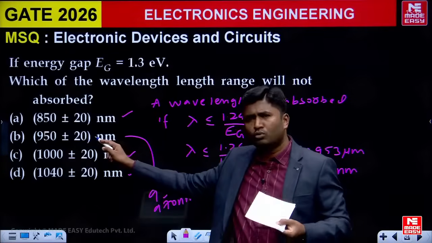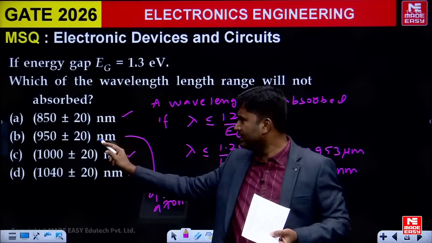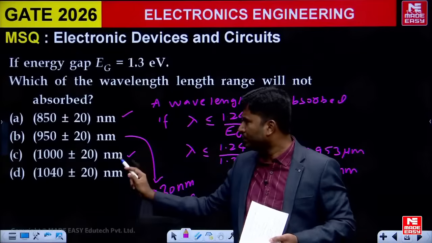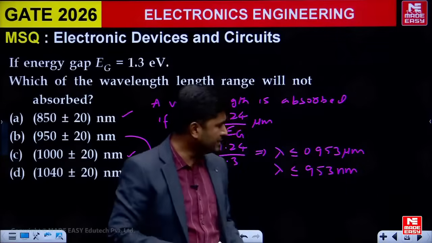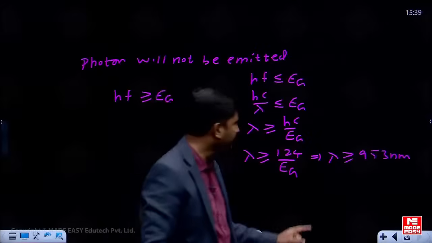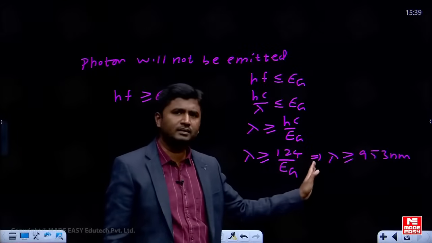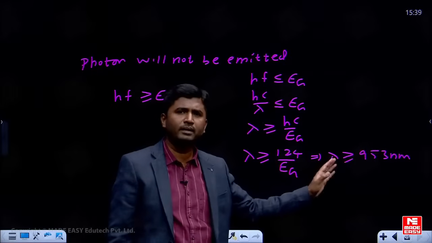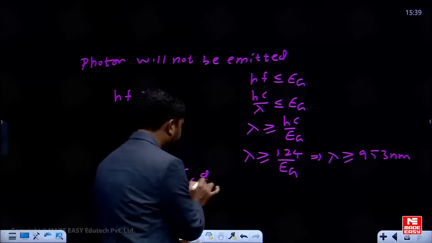In this range some photons will be emitted, 953, right? So some photons will be emitted in this range, and these will definitely be emitted, so you can say that C and D will be a better option. C and D is a better option here. Anything greater than this will not be emitted, less than this those photons will be emitted, and greater than this those photons will not be emitted. So in my opinion C and D is a better option for this question.